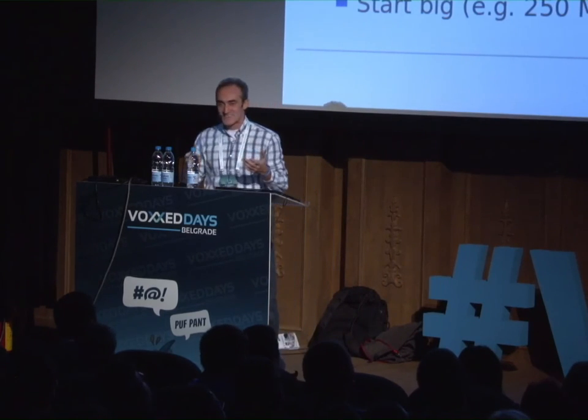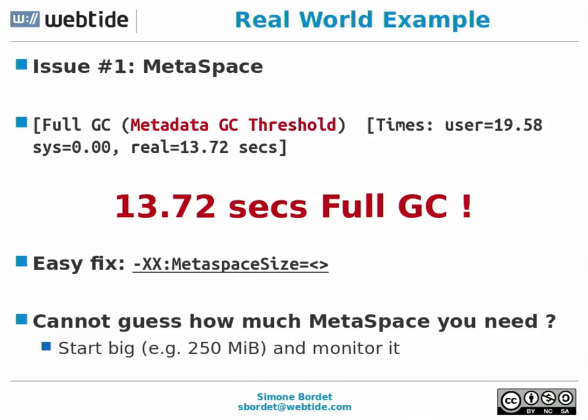Oh, metaspace. But they told us that the permanent generation was gone. I mean, no more out-of-memory error because of the permanent generation? Great. However, now there is a thing called the metaspace, which is the permanent generation, basically. Now, it doesn't throw an out-of-memory error anymore when it's full, but it does a full GC. And this actually lasted, in our case, 13 seconds.